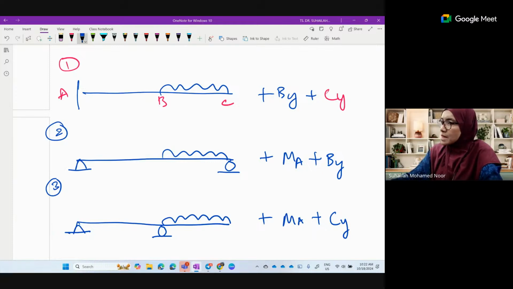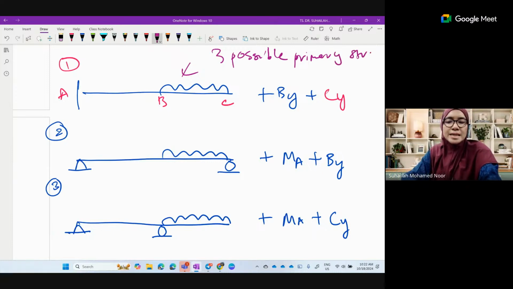So these three diagrams, we call them 3 possible primary structures. So for 2 redundants, there are 3 possible primary structures. The primary structure is a determinate beam, determinate and stable. All external loading remains. We remove all redundants from the system. So, 3 possible primary structures.